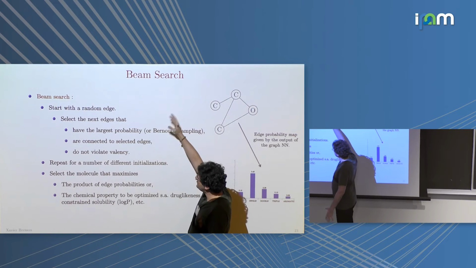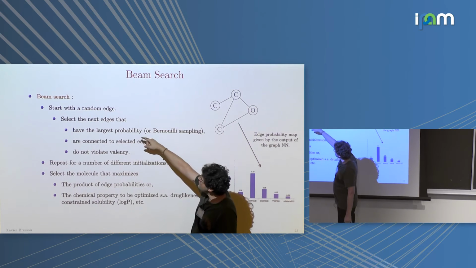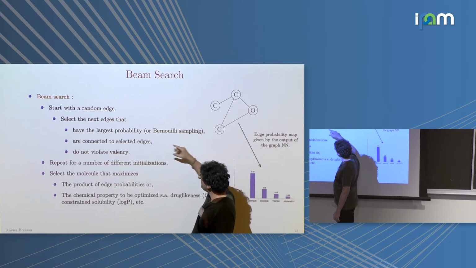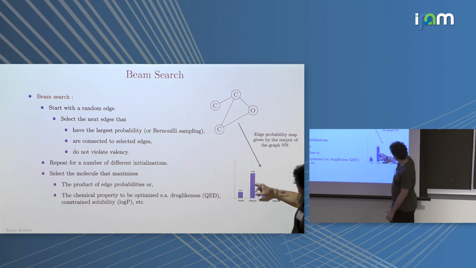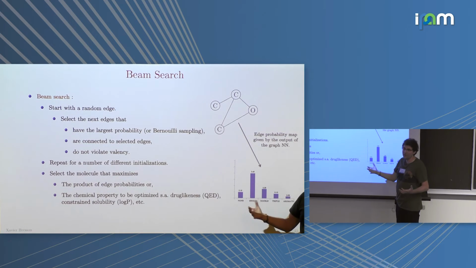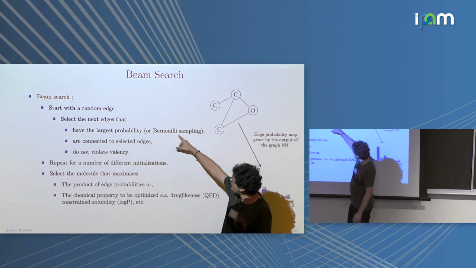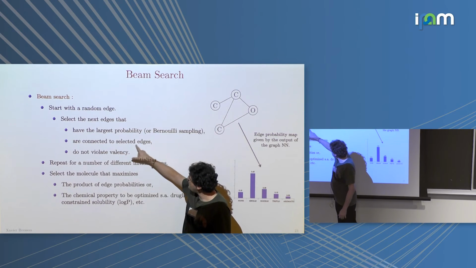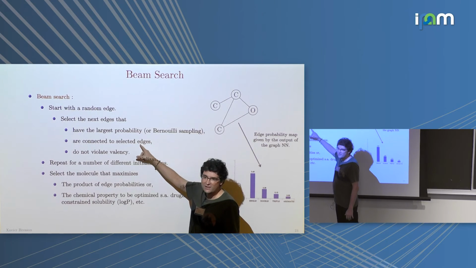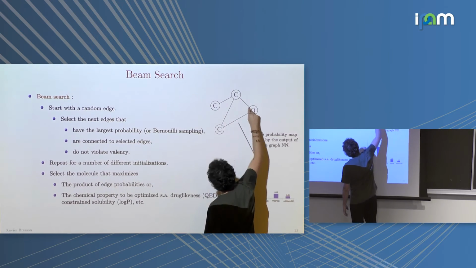So I start with a random edge. For example, let's say I take this one, and then I will select the next edge such that I will take the largest probability, so maybe this one, or I can also do Bernoulli sampling, right? I can roll the dice. And then I'm going to connect with some existing selected edges. Okay, so it already exists, so I can take this one because it's connected.